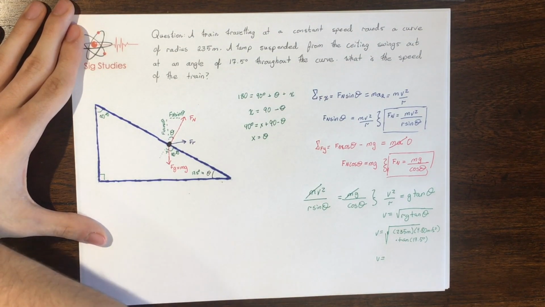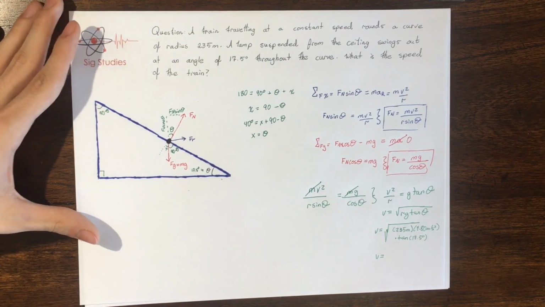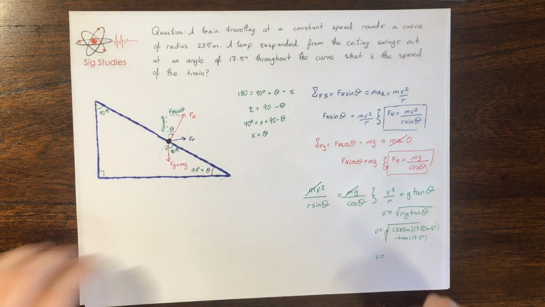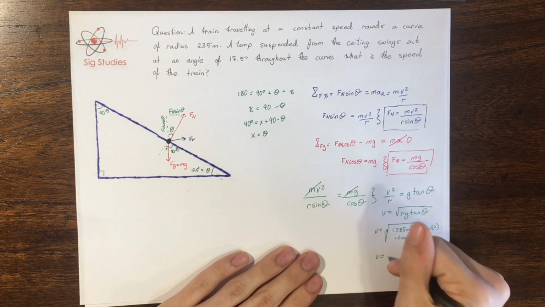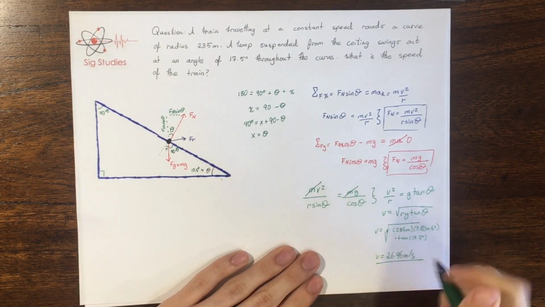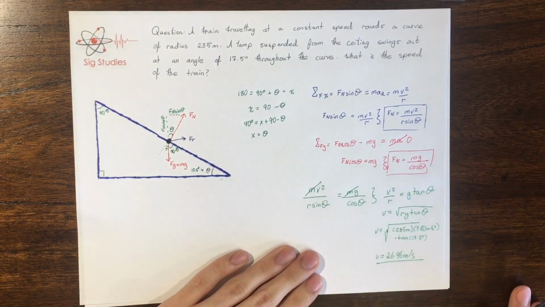Oh, wait. That was a different problem. I have to actually plug it in. 235 times 9.80 times tangent of 17.5, square root that, and we get an answer of 26.96 meters per second. And then obviously you could round that to 3 sig figs, which would not be that difficult. And there you have it.